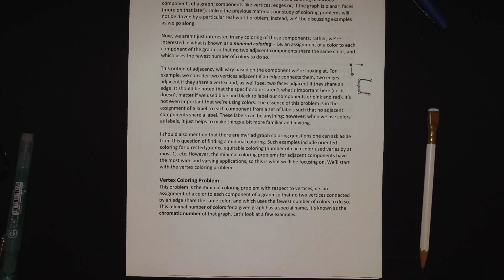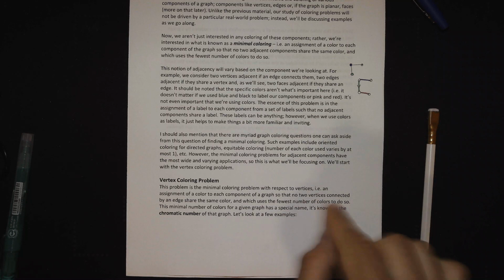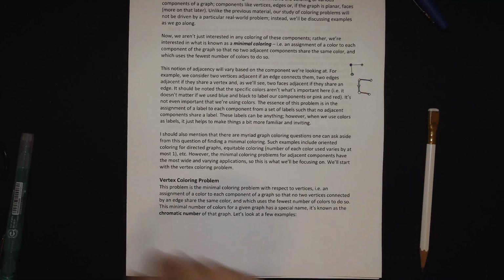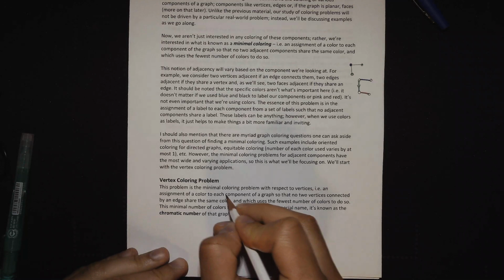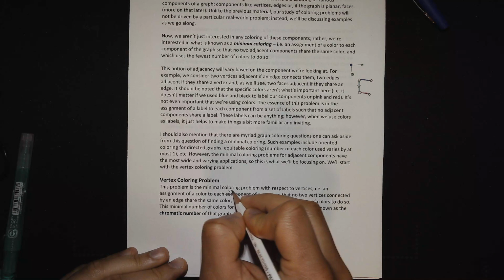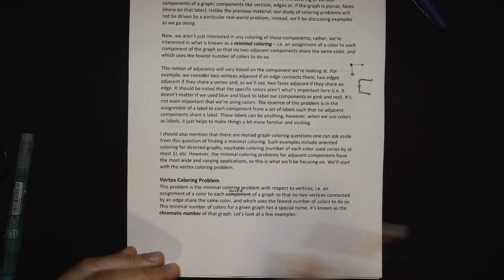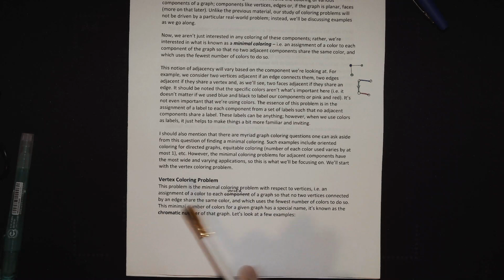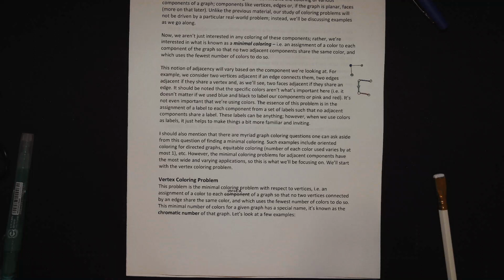The vertex coloring problem. This is the minimal coloring problem with respect to vertices. So that's the component in this case. That is to say, we want to find an assignment of a color to each component of a graph. And by component here I mean vertex. So we want to find an assignment of a color to each vertex of a graph so that no two vertices connected by an edge share the same color and which uses the fewest number of colors to do so. Right? So this minimal number of colors for a given graph has a special name. It's known as the chromatic number of that graph.